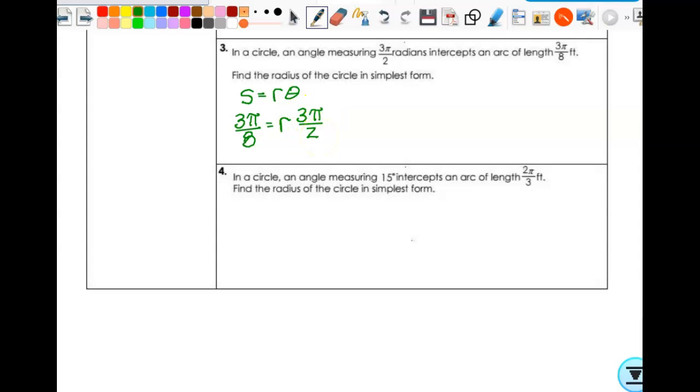Right? And then, what do I do to get R by itself? I'm going to divide by 3 pi halves, which is the same as multiplying by what? 2 over 3 pi. Okay. So I'm going to multiply 2 over 3 pi times 3 pi over 8, and that's equal to R. The 3 pi's cancel out, so I'm left with 2 over 8, which is 1/4 of a foot.